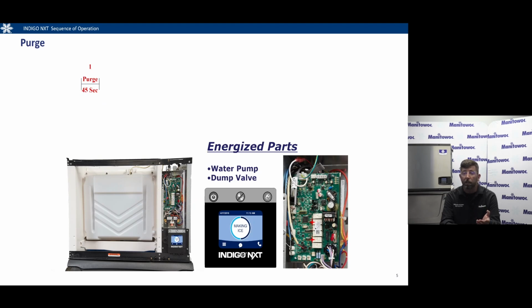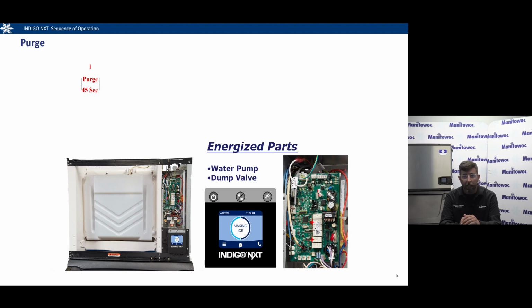All right, so where do we start? Well, from an off state, the first thing we're going to do is purge the water trough. Regardless of if this is a brand new startup or anything else, the machine's been off for 70 straight days, we're going to start in a purge. This is a 45-second timed water purge.